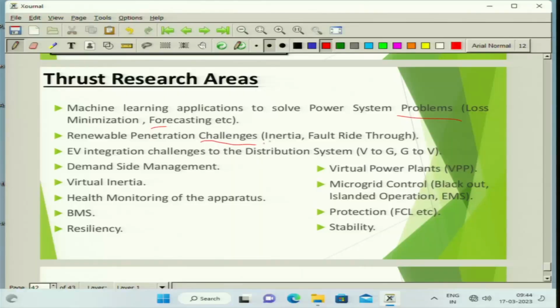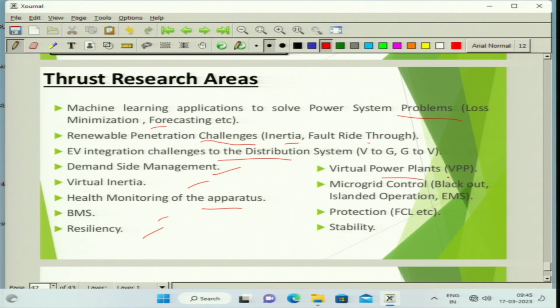And renewable penetration challenges like fault ride-through and inertia, and EV integration challenges also. If there is electric vehicle presence in the distribution system, can electric vehicles help to improve fault ride-through, and can they participate in this kind of CVC scheme, with reactive power injection? That is another thing. And demand side management, virtual inertia, health monitoring of the operators, BMS resiliency are other very important upcoming research topics.